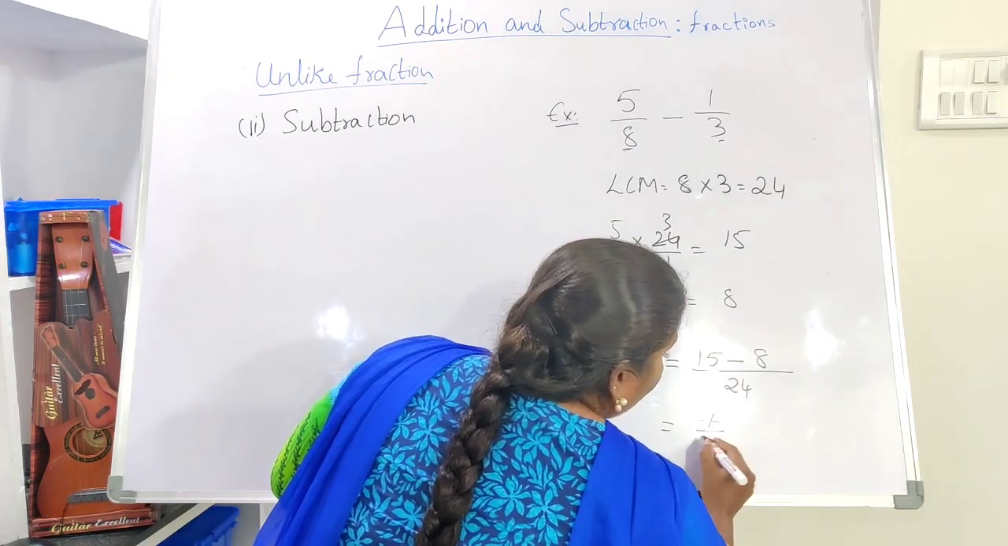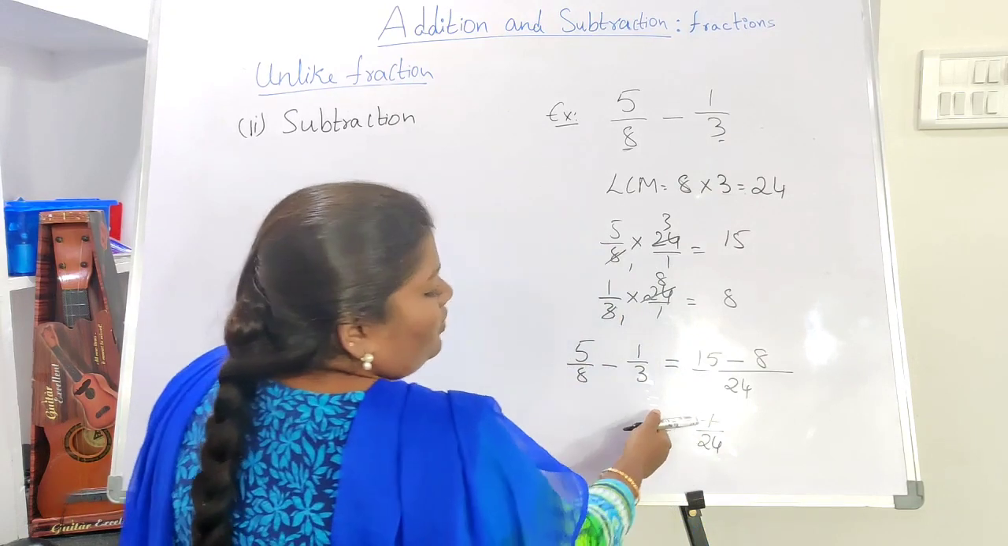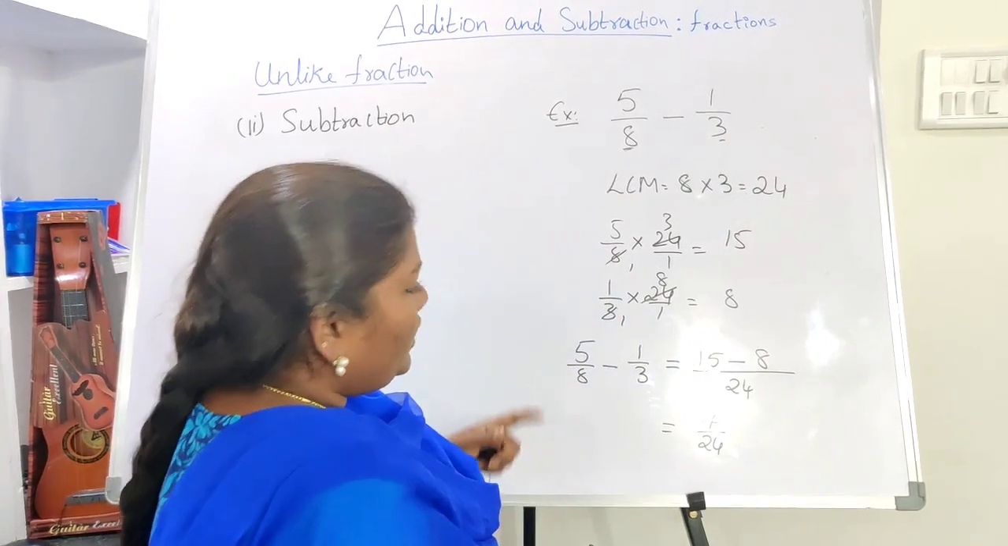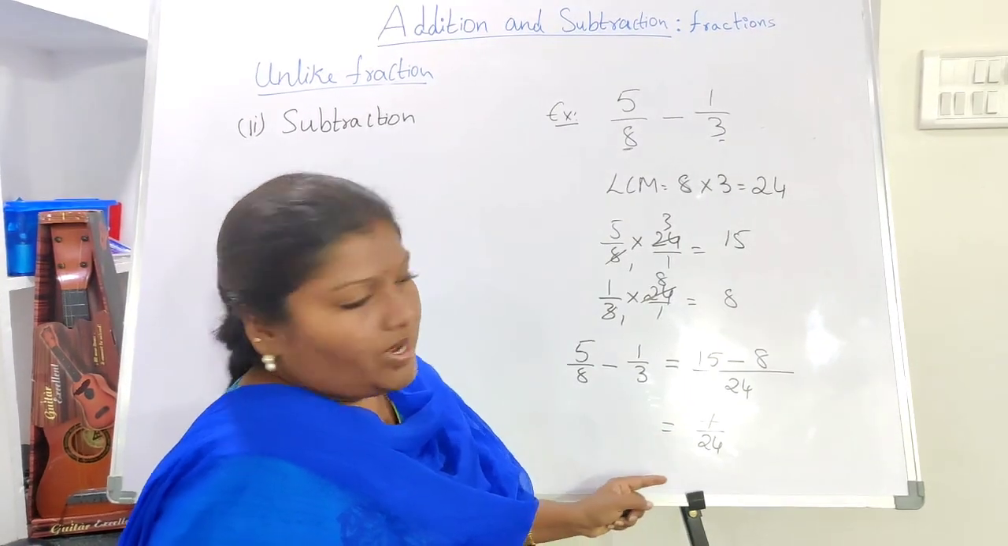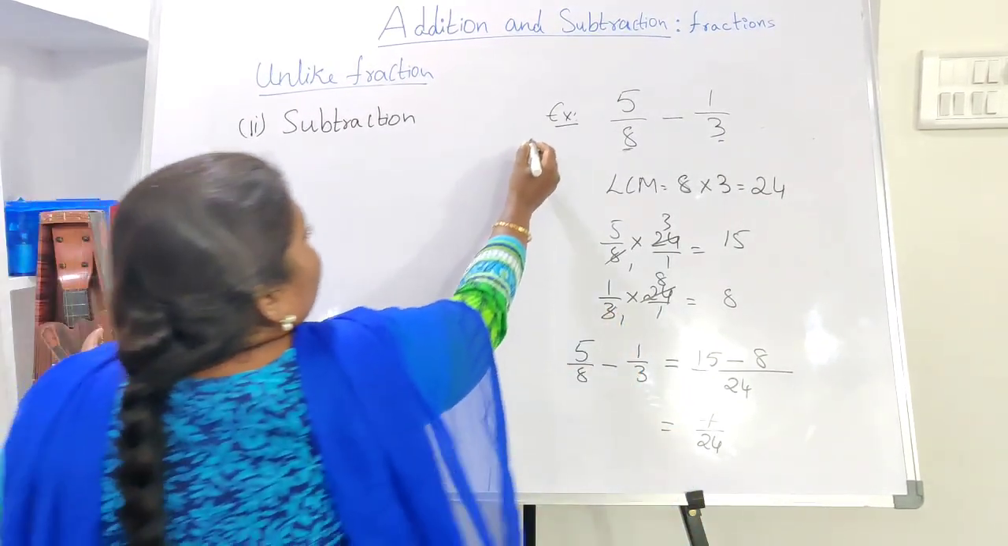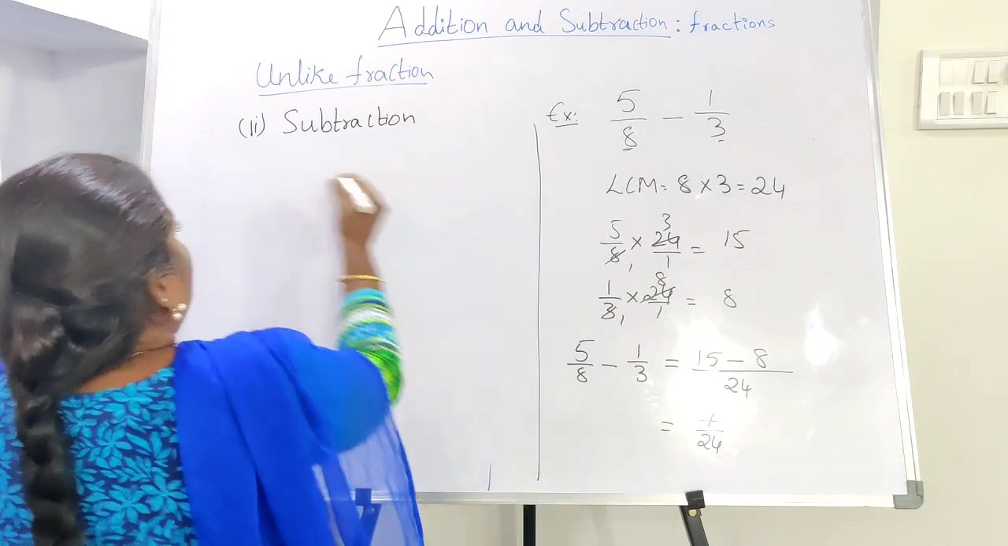So the denominator will be as it is. That is, now the obtained fraction is 7 by 24. It is a proper fraction. Here no need to convert because it is a proper fraction. So let me explain by taking another example.